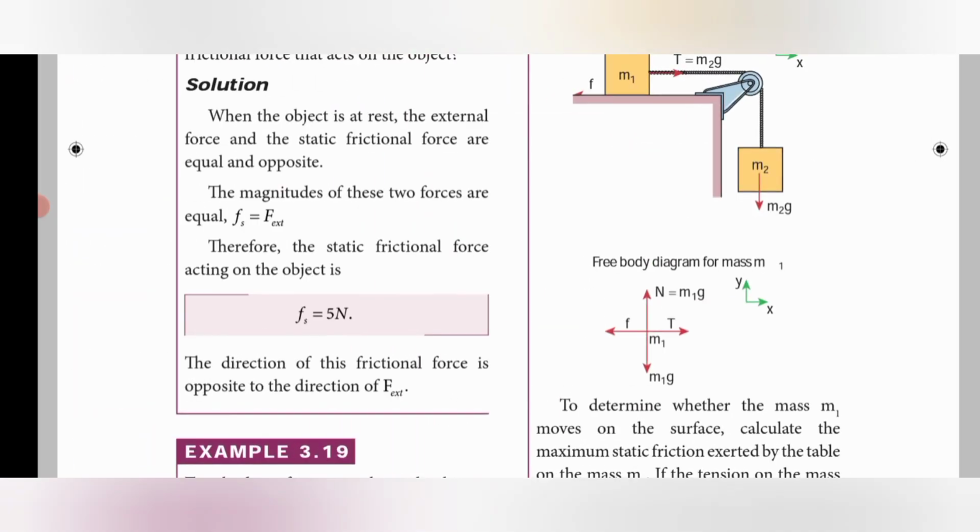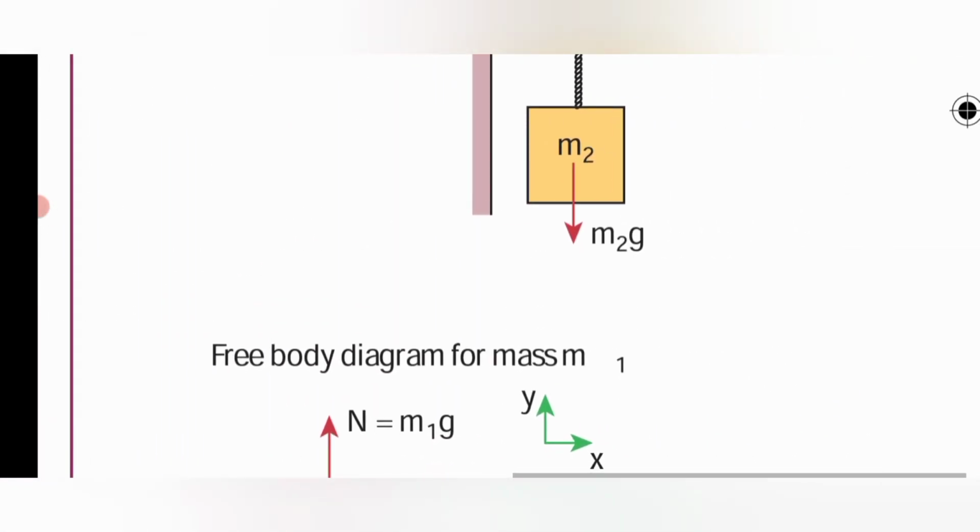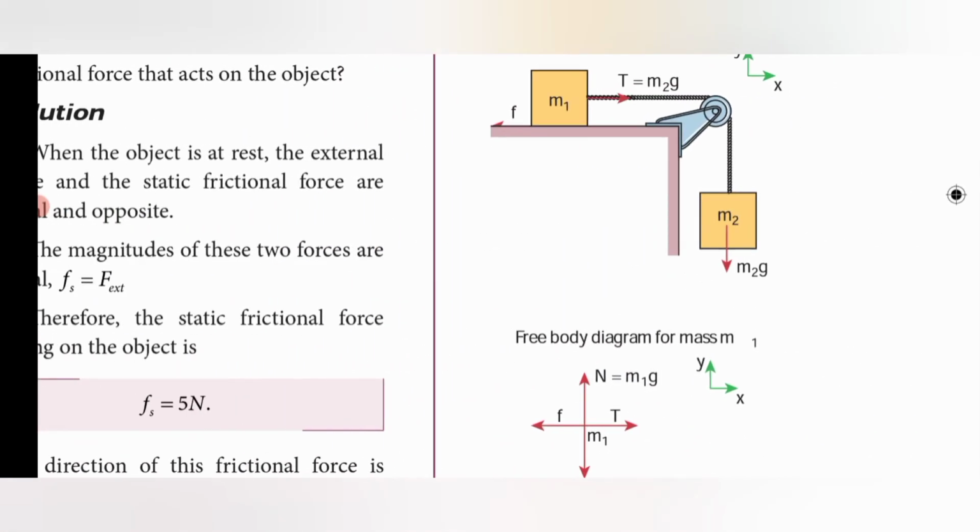In this free body diagram, imagine what forces are involved. For mass m1, the tension T acts along the positive x-axis, and in the downward direction the gravitational force acts, and upward there is a normal force.